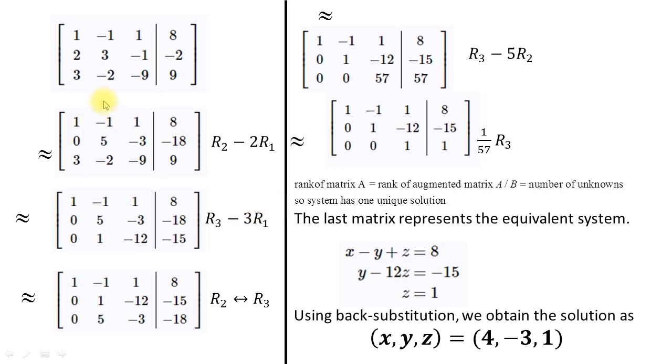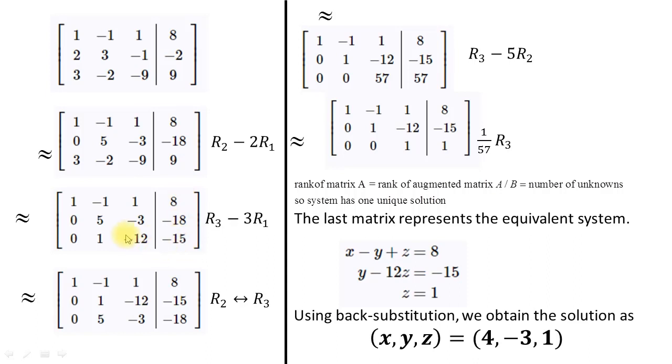Now subtract 3 times R1 from R3. 3 times 1 is 3, 3 minus 3, 0. 3 times 1 is 3, minus 3 plus 3, which is equal to 1. And 3 times 1 is 3, minus 9 minus 3, minus 12. And 3 times 8 is 24. 9 minus 24 is equal to minus 15.